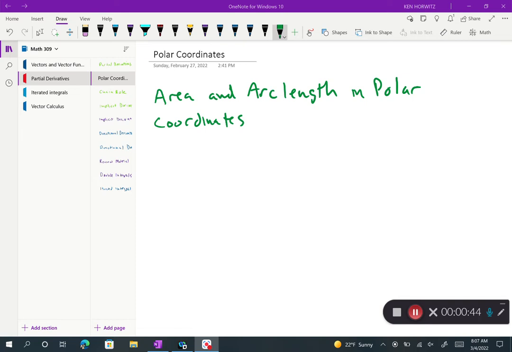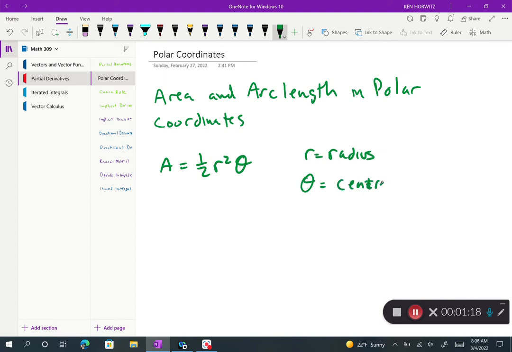All right, again, these are mini lessons, so I am not necessarily going to do all the math necessary, but I am going to show you a little bit. All right, so let's start with area. Area of a circular sector, you may have learned in pre-calculus, is 1/2 r squared theta. R is the radius of your circle, and theta is the central angle in radians.